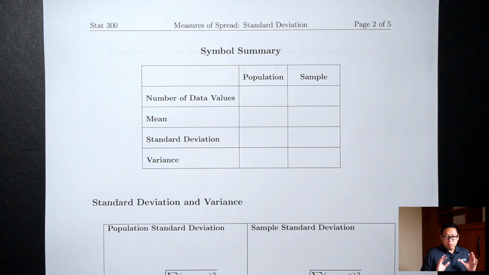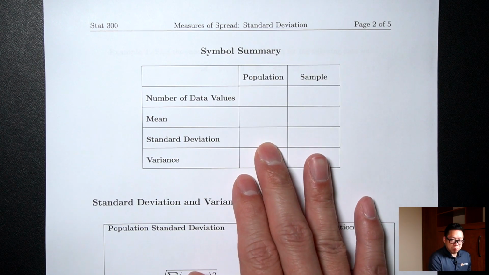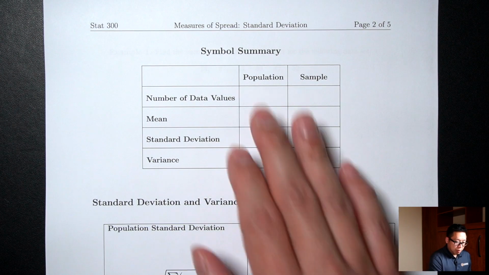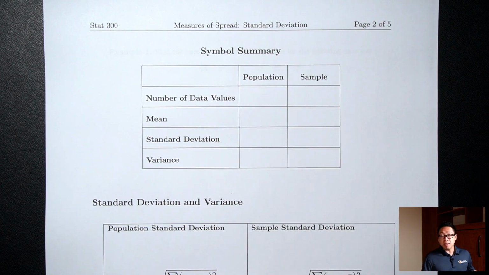We just saw the overall idea of what a standard deviation is. It's just the average distance of our data from the center, and the center meaning the mean. Let me now introduce the actual formula for standard deviation. So before I do that, I need to talk about some symbols. And there's going to be a population version of the symbols and a sample version of the symbols. Population, remember, means just everybody. Sample means a smaller subcollection of the population.